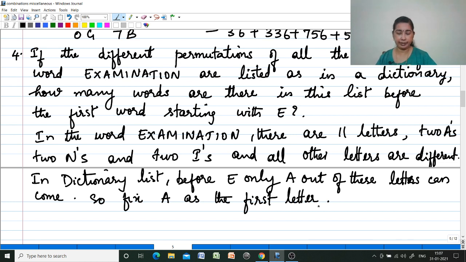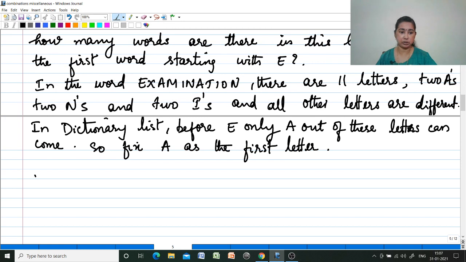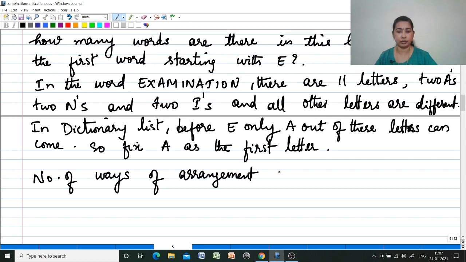So the remaining 10 letters are there. One A we have kept as the first letter, and the remaining 10 letters are there. So the number of ways of arrangement is equal to, first we are fixing A as the first letter. So 1 A is already fixed there. Out of 11, 1 is fixed in the first position, and the remaining 10 letters are there.